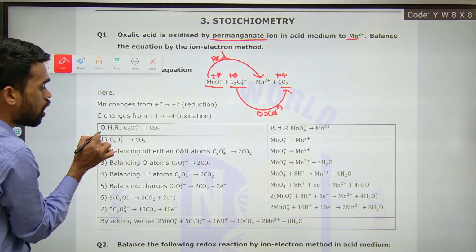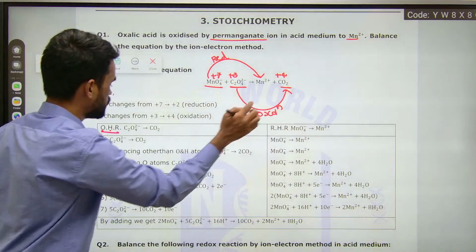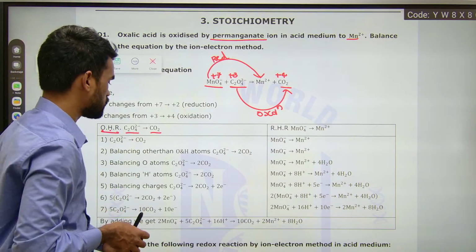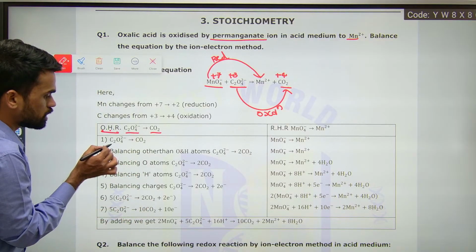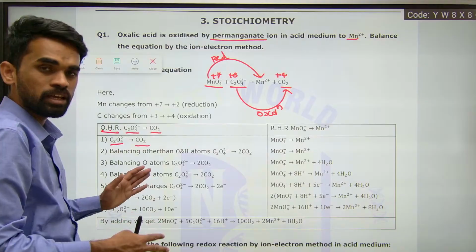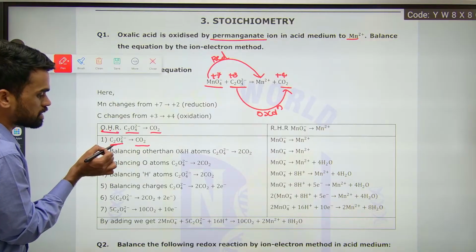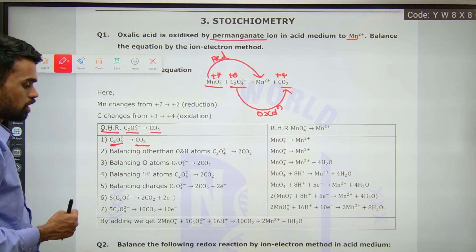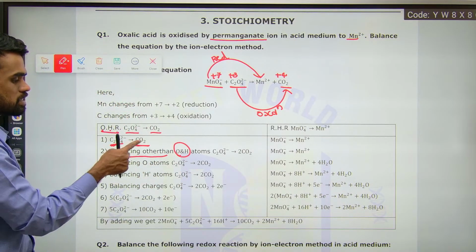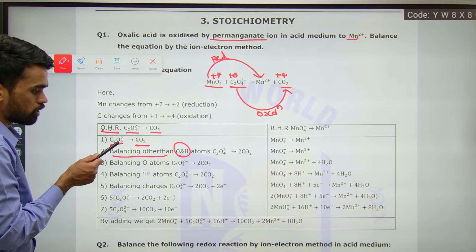The first one is OHR, the oxidation half reaction. What is the oxidation half reaction here? Oxalate ion converting into carbon dioxide, C2O4 converting into CO2. Now we need to balance the oxidation half reaction and the reduction half reaction separately. How many carbons are there on the reactant side? 2. But on the product side only 1 is there. Now what do we need to do? Balance all atoms other than oxygen and hydrogen. In this oxidation half reaction, other than oxygen and hydrogen, we have carbon only.